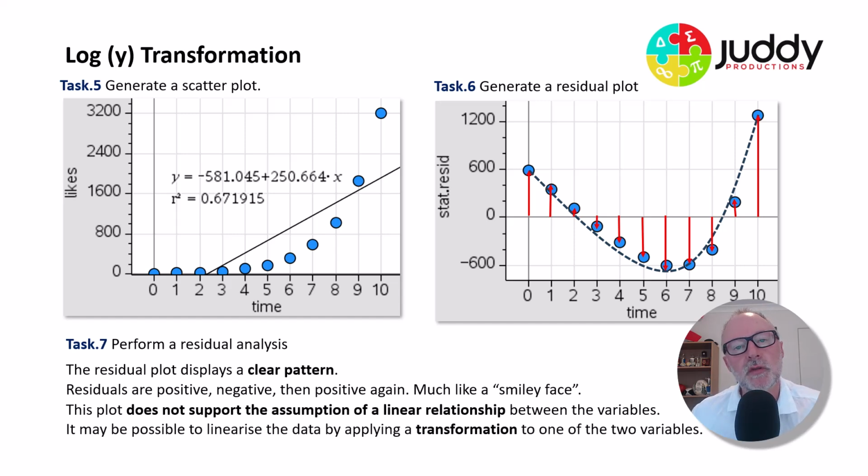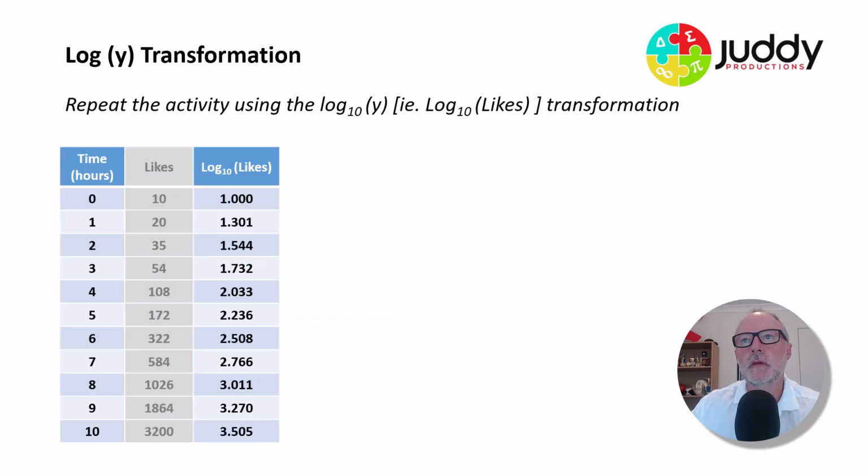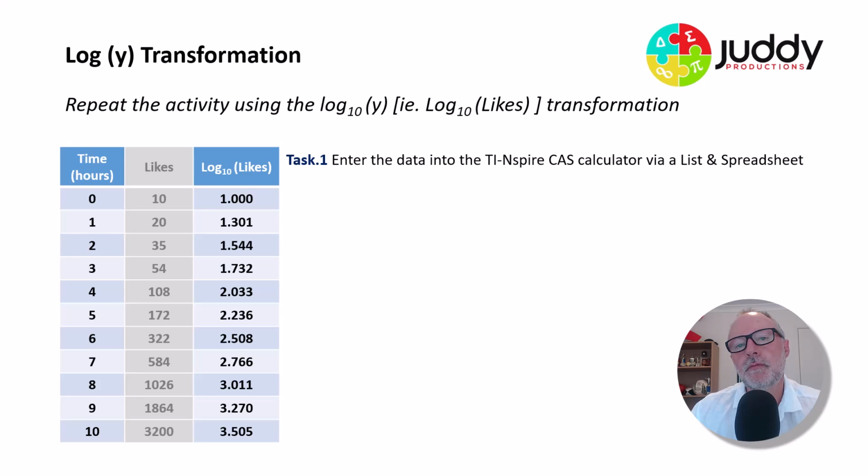It may be possible to linearize the data by applying a transformation to one of the two variables. So we wish to repeat this activity using a log to the base 10 y transformation, which in this case will be a log to the base 10 of the likes. So our table has been changed, the time in hours stays the same, our likes has been grayed out or ghosted out, and we're going to focus on the log 10 of the likes. Okay, so we can use our calculator to calculate the log 10 of the likes values. And again, we're going to perform the same 7 tasks.